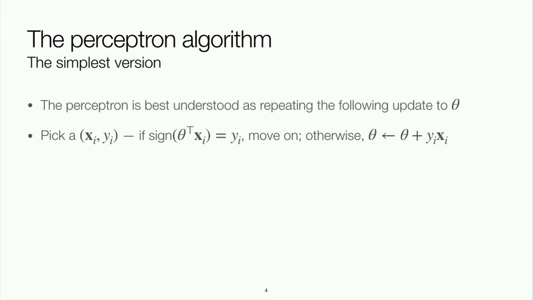It doesn't really matter too much. It's whatever is convenient, right? Is 0, 1 convenient, or is negative 1, 1 convenient? For logistic regression, 0, 1 was convenient. Here, negative 1, 1 is going to be a little bit more convenient, just in terms of how easy it is to write out all the updates.